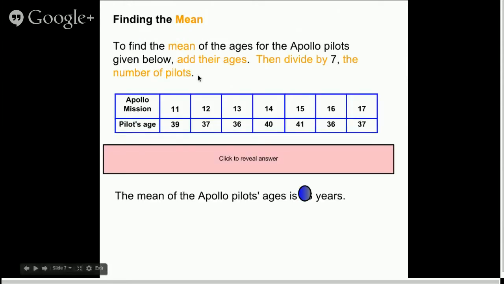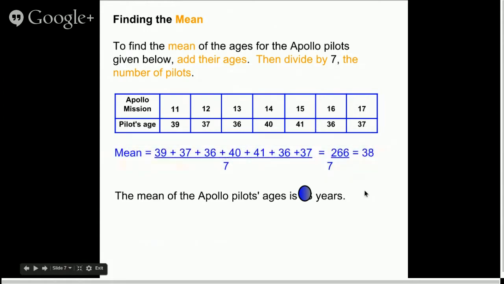All right, so to find the mean of the ages of the Apollo pilots, you add their ages, then divide by 7 because there are 7 pilots. So you get 38. 38 is correct.